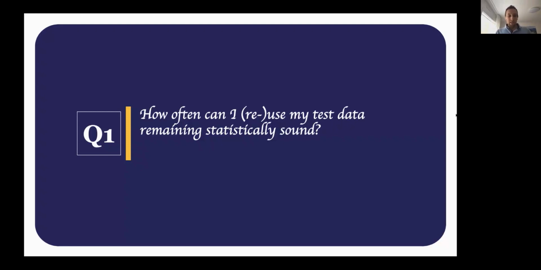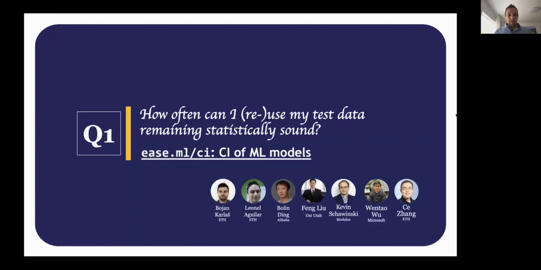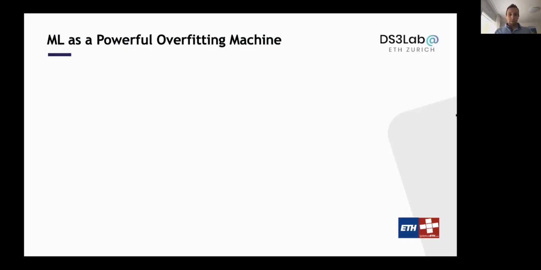In order to tackle this problem, we have been building a system which we called Ease.ML CI, which is a continuous integration engine for machine learning models. And of course, this was not an effort by one single person, but I had help from many collaborators you see on this slide. Now, the motivation for building Ease.ML CI comes from the fact that if you're not very careful in using machine learning, you have nothing else than a very powerful overfitting machine.